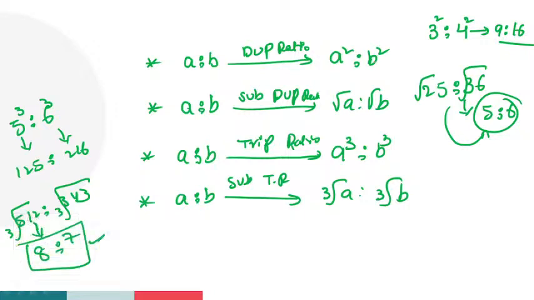Here just remember these four formulas, guys. A is to B duplicate ratio is A square is to B square, and A is to B subduplicate ratio is root of A is to root of B. A is to B triplicate ratio is A cube is to B cube, and A is to B subtriplicate ratio is cube root of A is to cube root of B, guys. Just remember these four formulas.